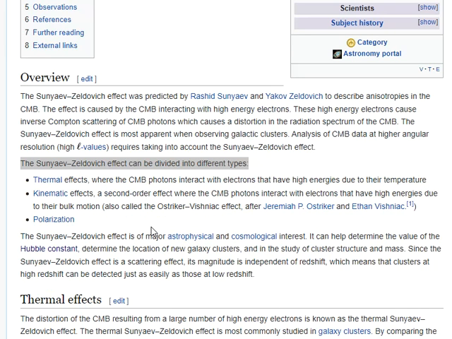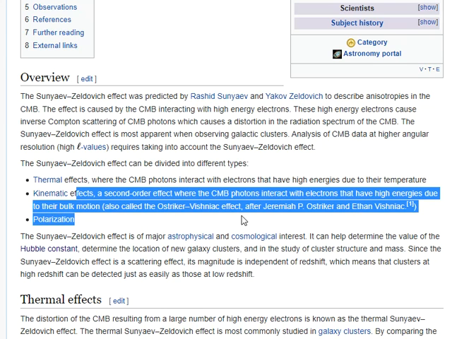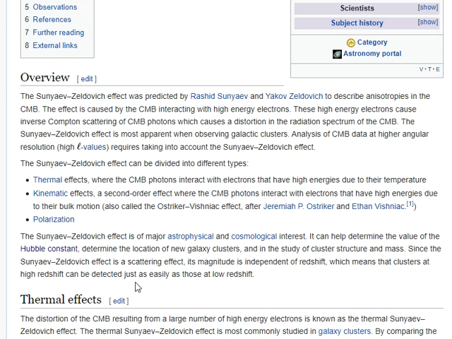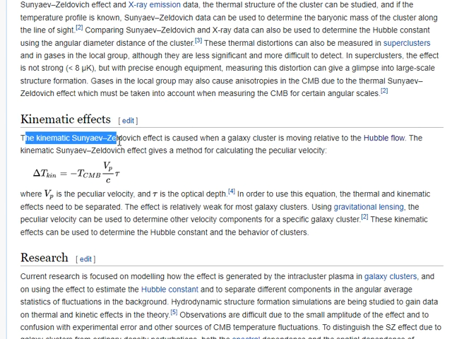It can be divided into 3 different types: thermal effects, kinematic effects, and polarizations. The thermal effects is where the CMB photons interact with the electrons. Kinematic effects, a second-order effect where the CMB photons interact with electrons that have high energies due to their bulk motion, and then polarization. And let's see. Okay, so here's something. The kinematic Sunyaev-Zeldovich effect is caused when a galaxy is moving relative to the Hubble flow.